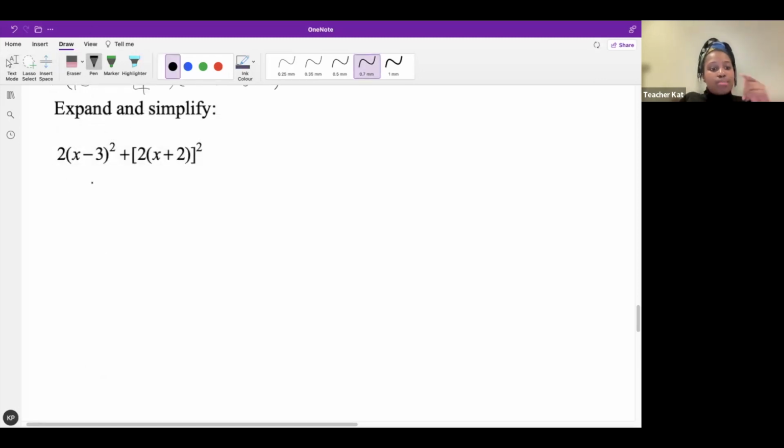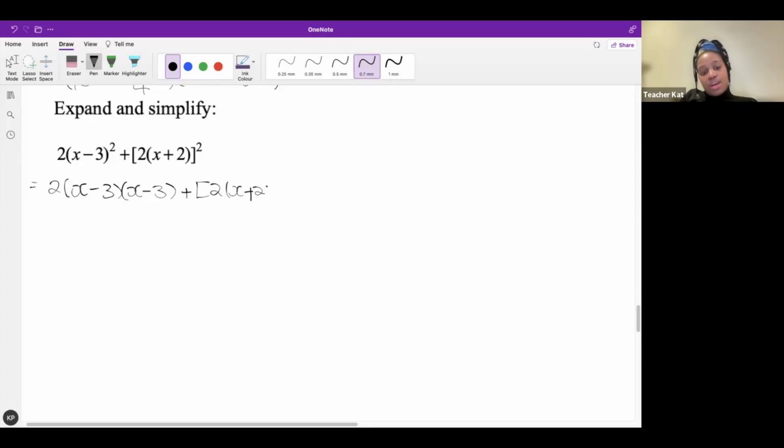Okay, I have 2 times a bracket (x - 3) squared plus a whole bracket which has 2 times (x + 2) all squared. So for the first one, am I first going to distribute the 2 or am I first going to square my brackets? Think of BODMAS or PEMDAS. That's right, we first need to square. So I'm going to leave this 2 outside, times (x - 3) squared.